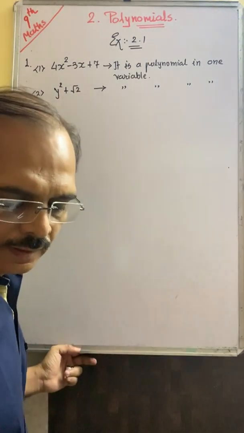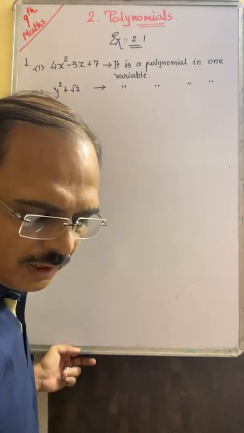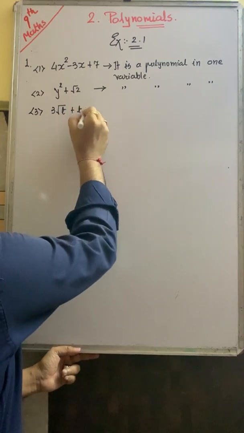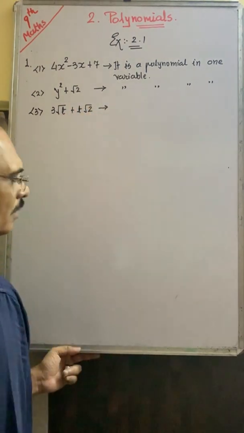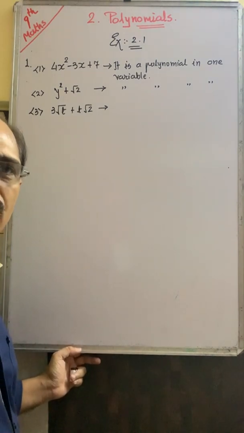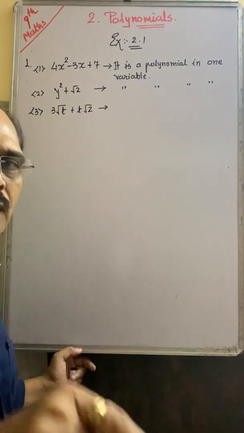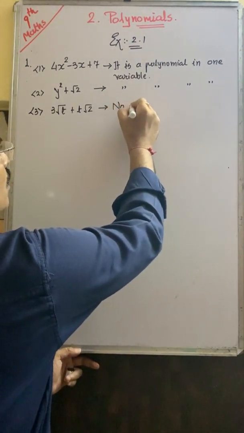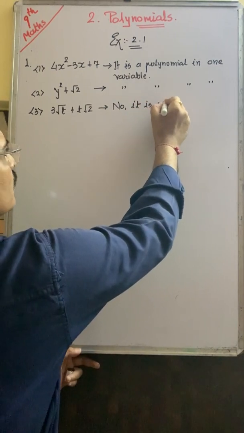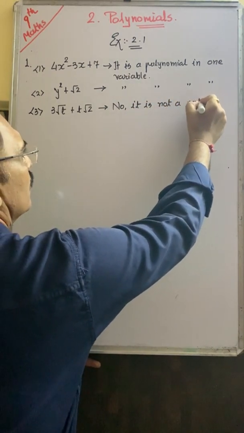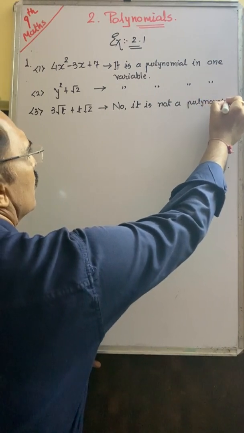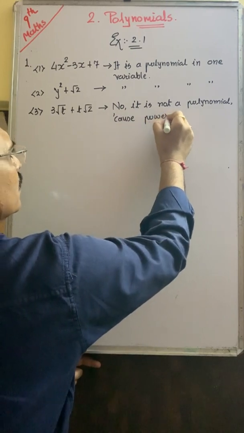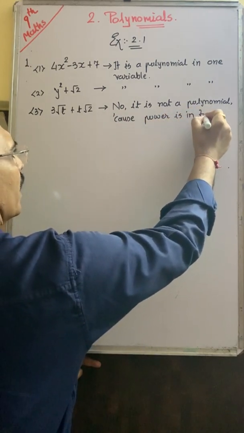Third is 3 root t plus t root 2. Variable is 1, but variable t is having square root. Square root means power is what? Half, means fraction. So no, it is not a polynomial, because power is in fraction.